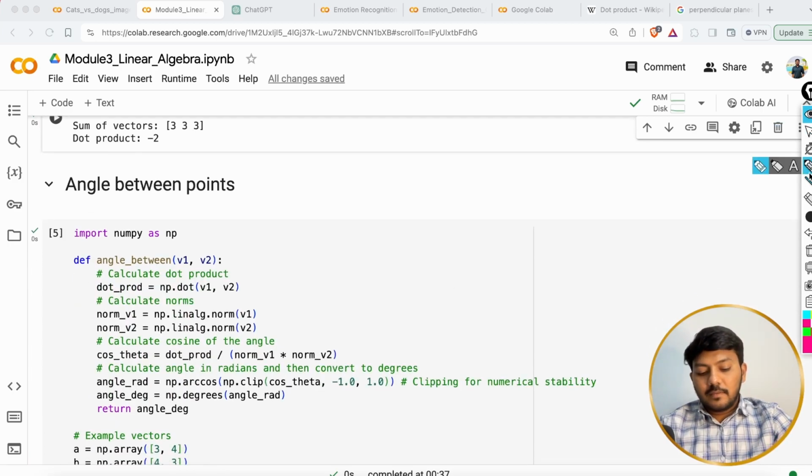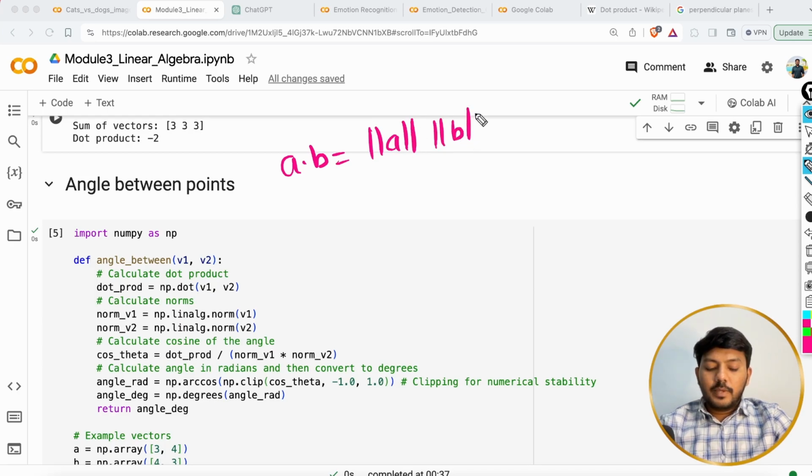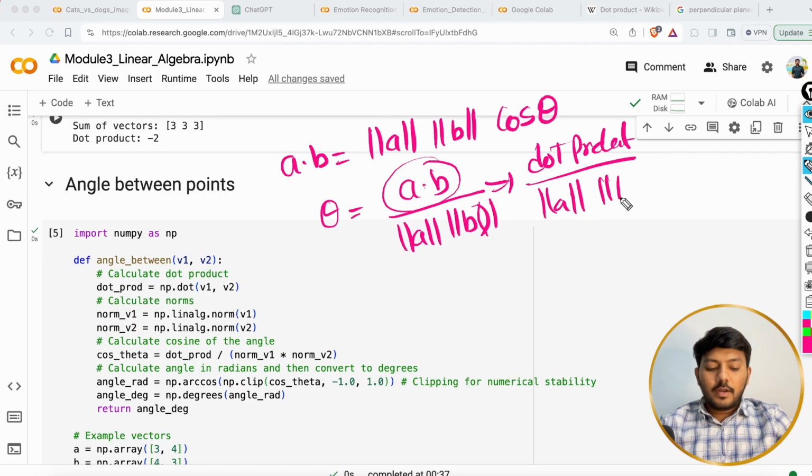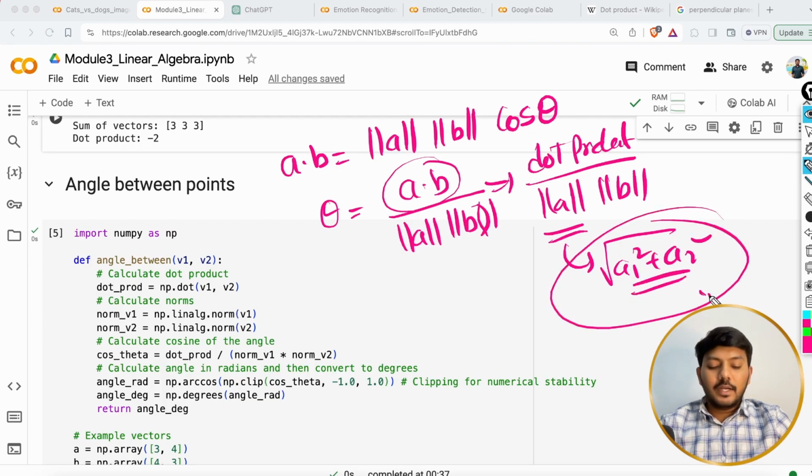So what we have seen, A dot B equals modulus of A, modulus of B, and cos theta. And if you have to find the theta, it is A dot B by modulus of A into modulus of B. What is A dot B? This is the dot product, divided by modulus of A into modulus of B. What is modulus of A? Root of A1 square plus A2 square, right? So how do you calculate this? By using a function called np.linalg.norm.